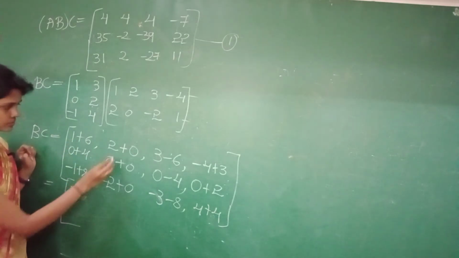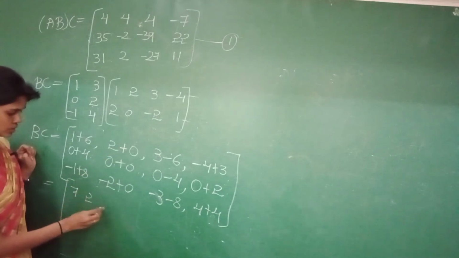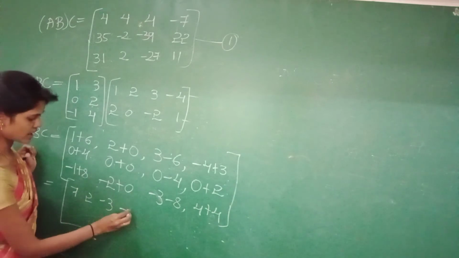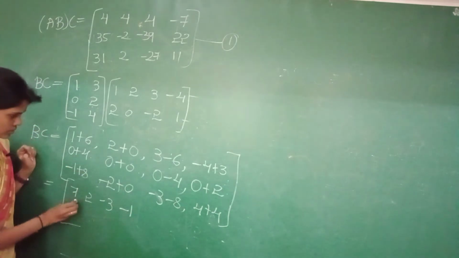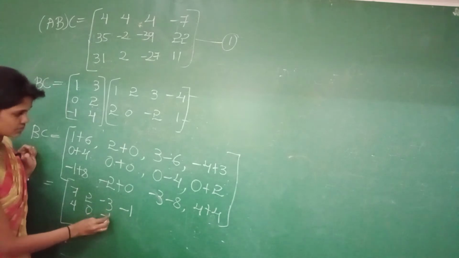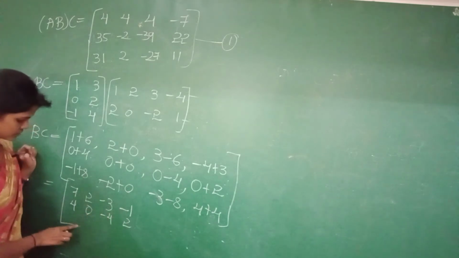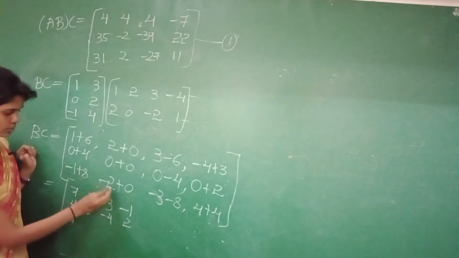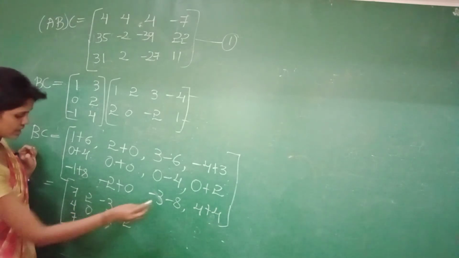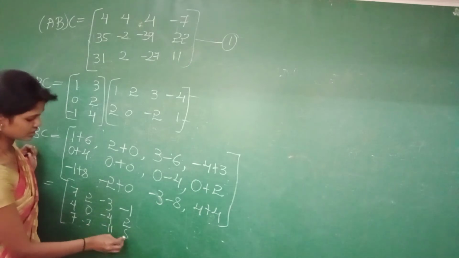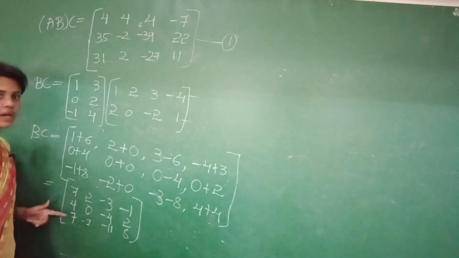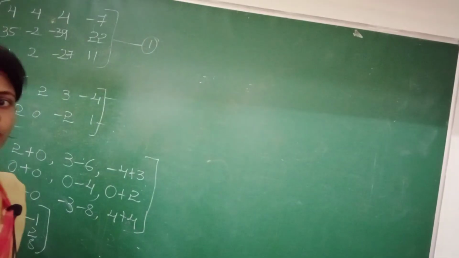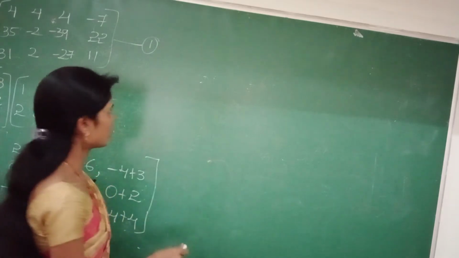7. 2 plus 0, 2. 3 minus 6, minus 3. Minus 4 plus 3 it is minus 1. 4, 0, minus 4, 2. Then 8 minus 1, 7, minus 2, minus 11, and it is 8. So this is what our B into C. So BC we got. Then we want the result for what?